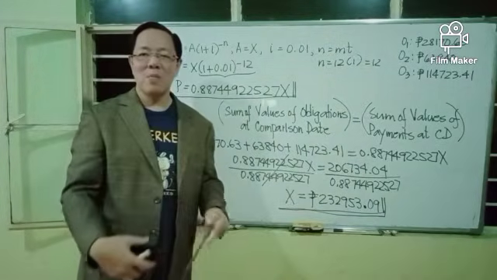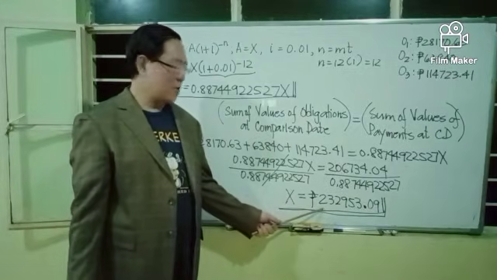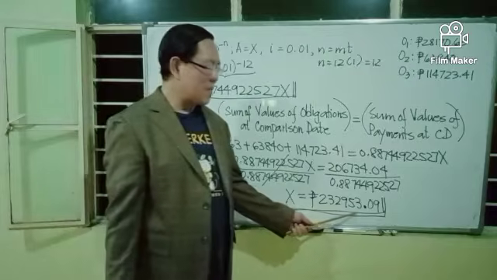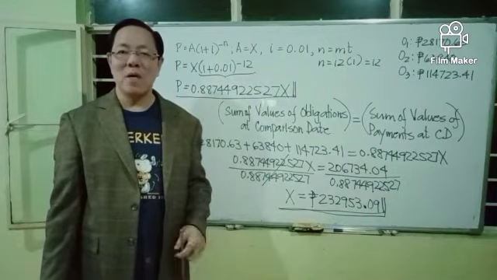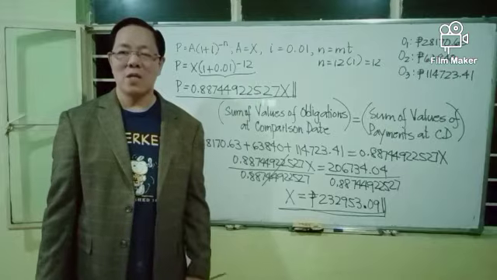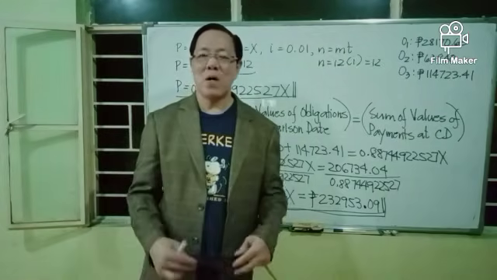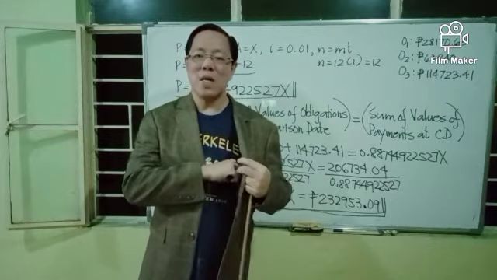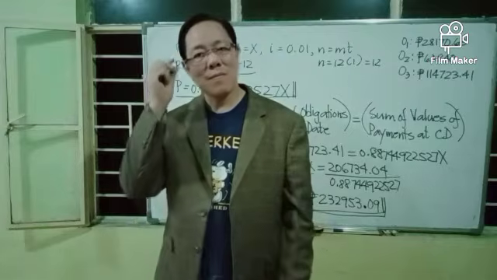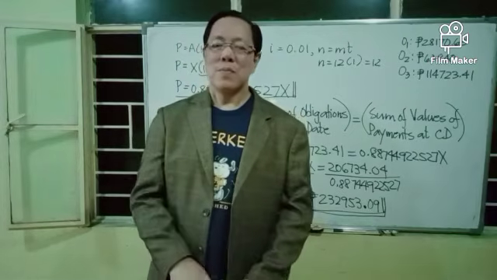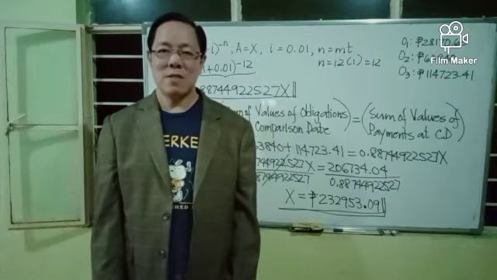The single payment to be made by Mr. X amounts to 232,953.09 pesos. The payment of this amount will settle all his 3 obligations. Again, to recap the process in solving equation of values, the first step is to find the maturity values of the given obligations.